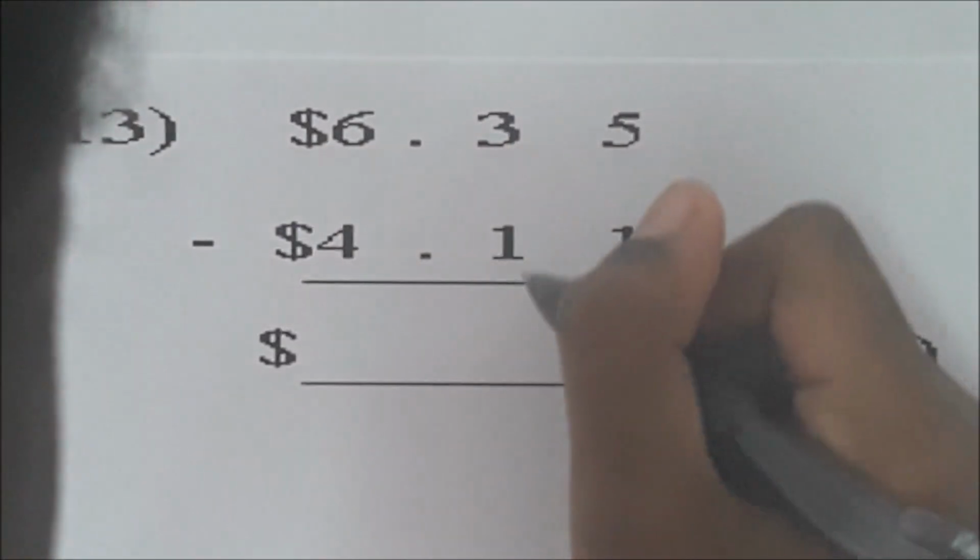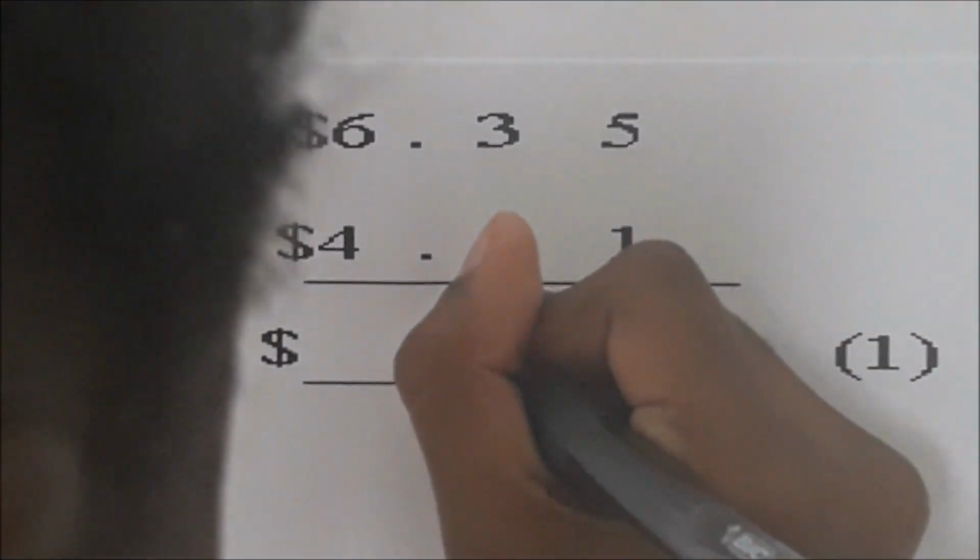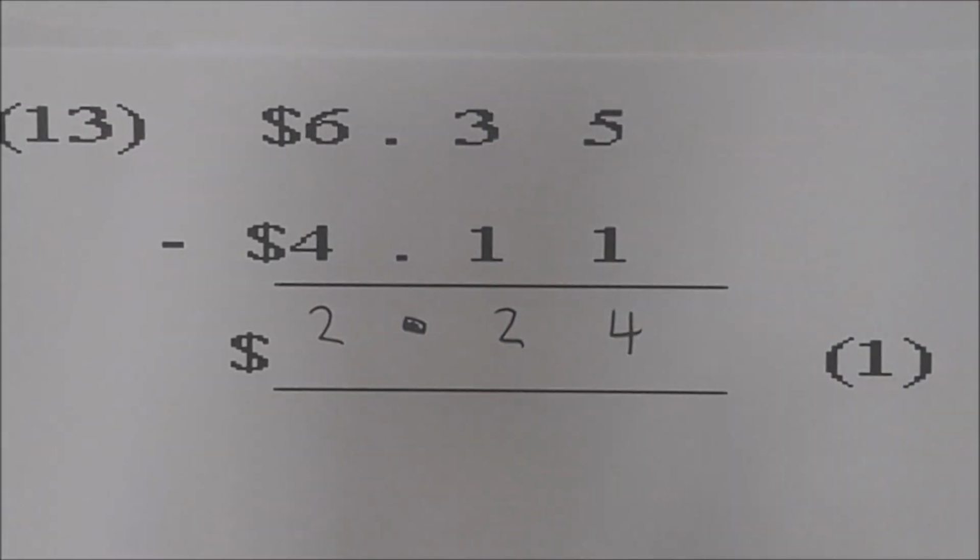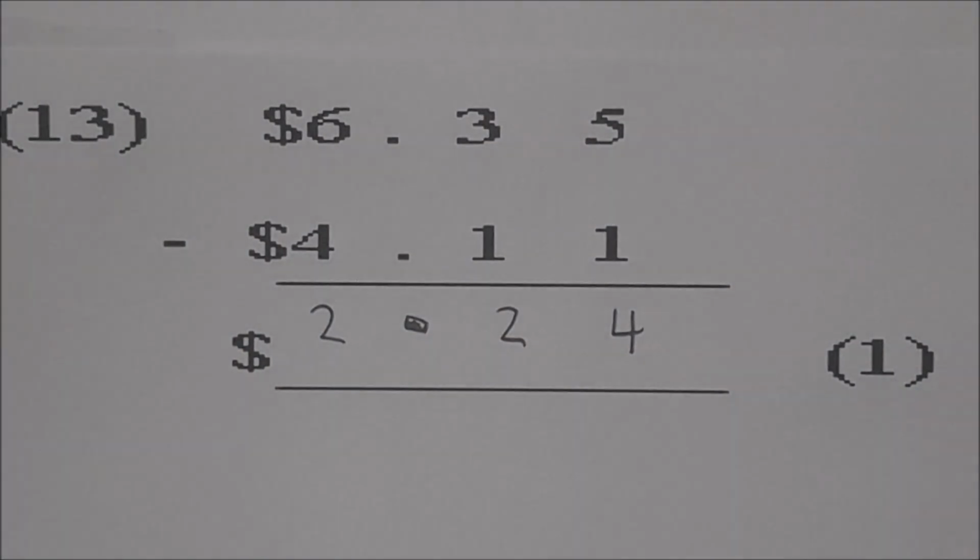5 take away 5. 5 take away 1. Put the answer. That's 4. Very good. 3 take away 1. That's 2. Put the point. 6 take away 4. That's 2 again. Answer: $2.24. Excellent job. Hope your child at home got it correct.